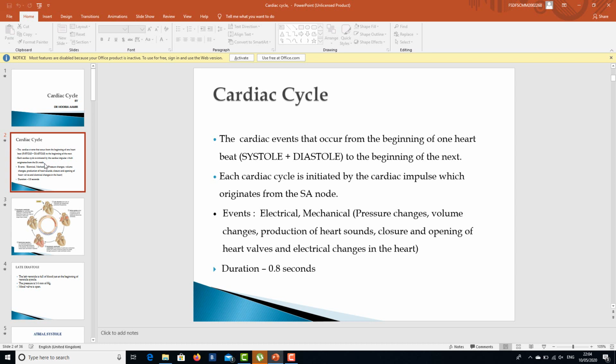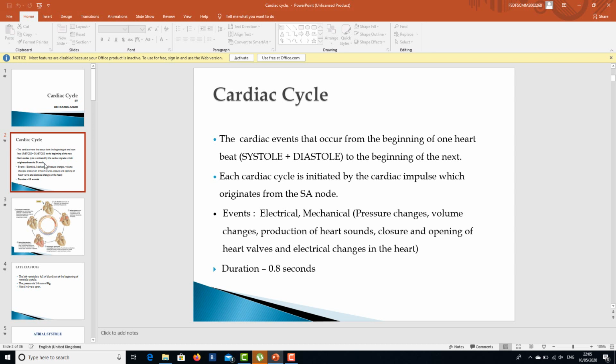Now, each cardiac cycle is initiated by the cardiac impulse, which originates from the autorhythmic cells, which are the 1% cells of the heart tissue. And what are they? They are the sinoatrial node, the AV node, the Purkinje fibers, and so on. But the natural pacemaker, the physiological pacemaker, is the sinoatrial node.